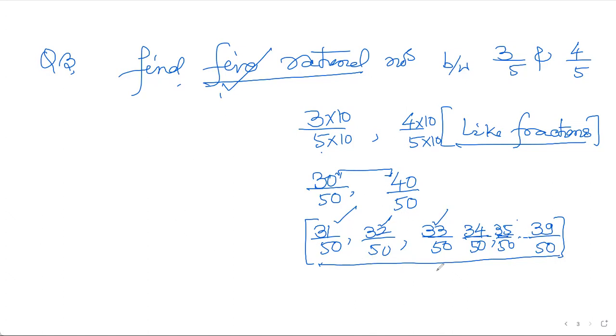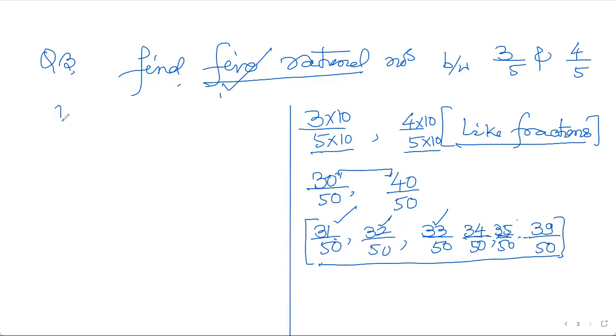You can take any of the numbers between, 31, 33, even 35, 38, 37, like that. There is no need to take them in order, but they all lie between 3 by 5 and 4 by 5. So in this case I found the numerators different and the denominators the same. So those were like fractions. I simply multiplied both of them by 10 and 10, and I did not do a lot of work here. But if the denominators are different, then what to do? Here the denominators are the same, so they are like fractions.